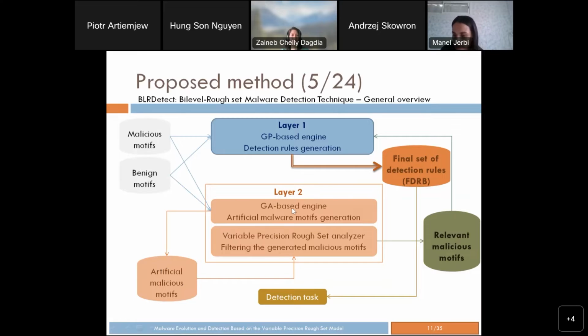This second layer is responsible for generating high quality malicious motives, relying on both a GA-based engine that produces artificial malicious motives and a variable precision RFSet analyzer that aims to keep only the most reliable motives.